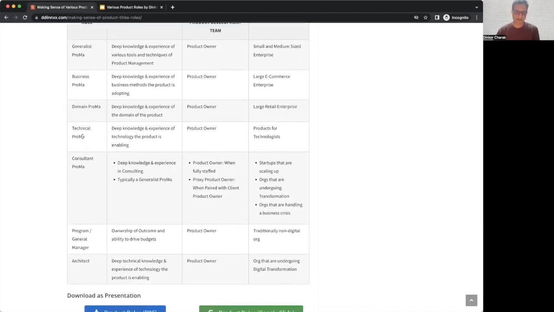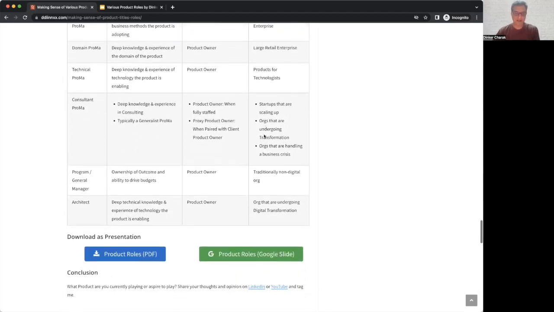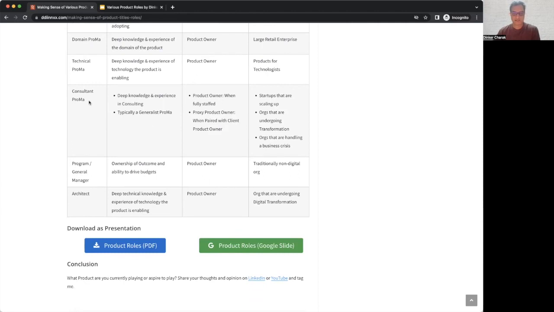Technical product managers have a deep knowledge and experience in technology, which is enabling the product, right? As we saw in the previous example, they were looking for someone who has a lot of experience in computer vision. These are the organizations that generally create products which are used by technologists. That's my experience. Consultant product managers have deep knowledge and experience in consulting. So they are not just product managers, they are consultants also.